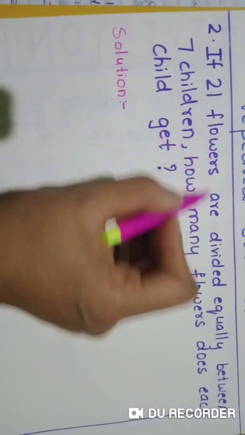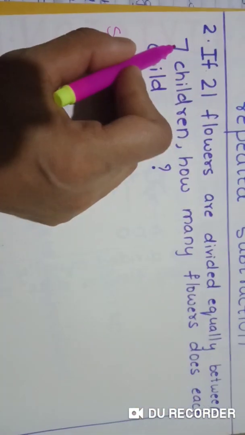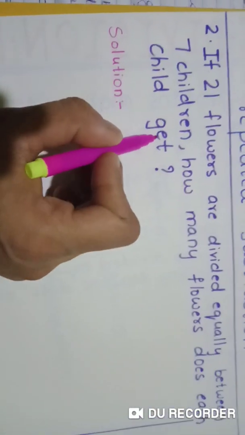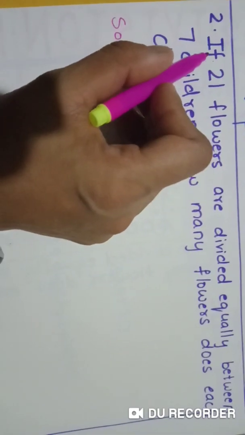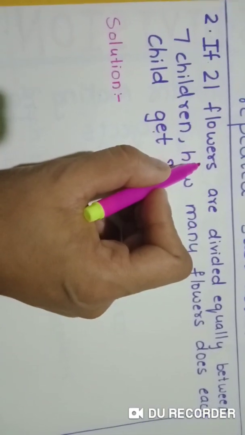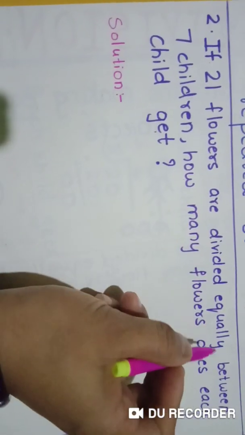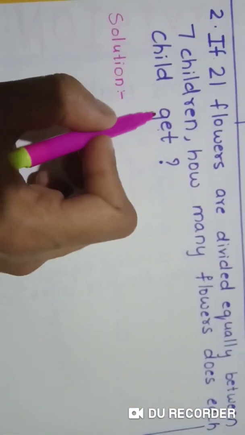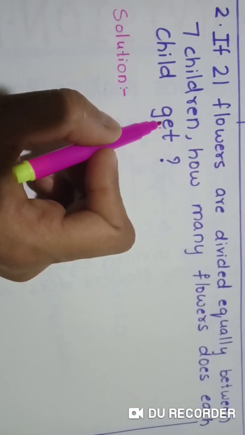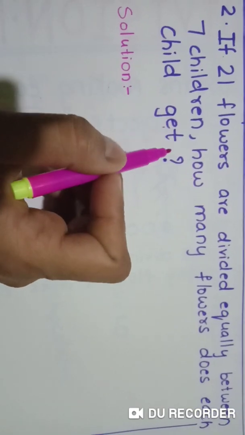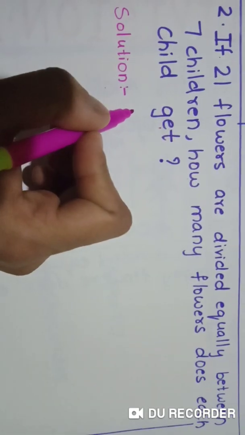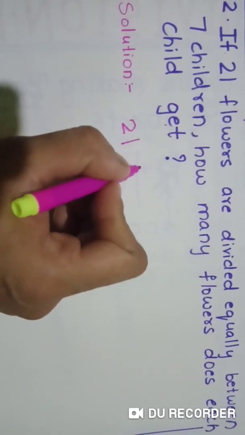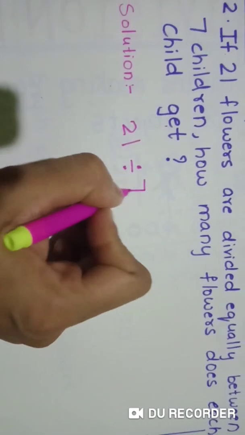If 21 flowers are divided equally between 7 children, how many flowers does each child get? What is said here? There are 21 flowers and 21 flowers are divided equally between 7 children. What are they telling us to find here? How many flowers each child is getting. Therefore, what will we do here? We will divide 21 divided by 7.